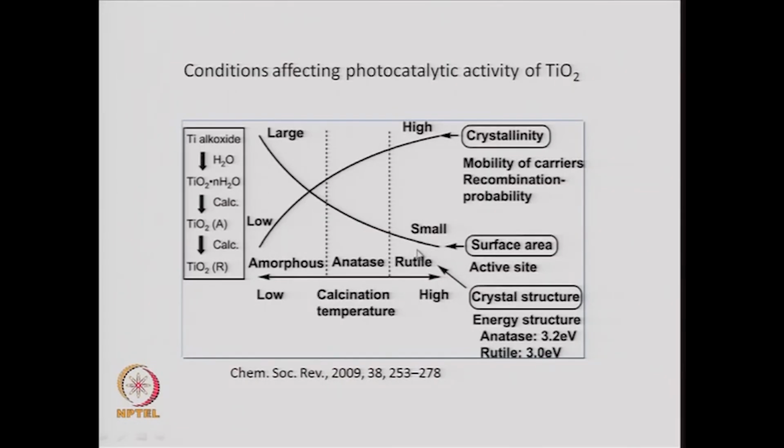So, what you want is a balance between crystallinity and surface area, and that you achieve in the middle, because if you have very amorphous TiO2, which you will get in the initial stages of the hydrate formation, then your active sites will be low, although you are having a high surface area, because of poor crystallinity. So, it is good to work in this region where you have the anatase form of TiO2.